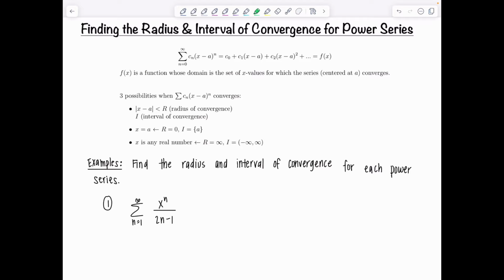But just as a recap, a power series has the following form. It's the sum, n equals 0 to infinity. I mean, you can start at 1 too, okay? Of c sub n times x minus a to the n. So you want to think of this c sub n as what used to be our a sub n when we had a regular series, not a power series, right?